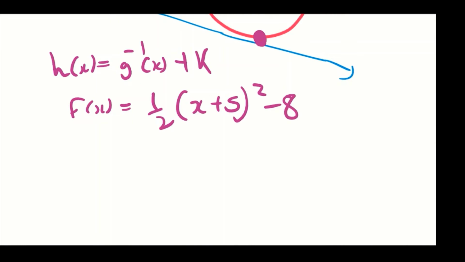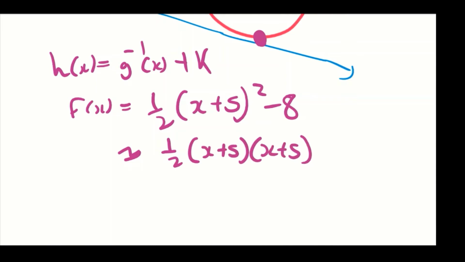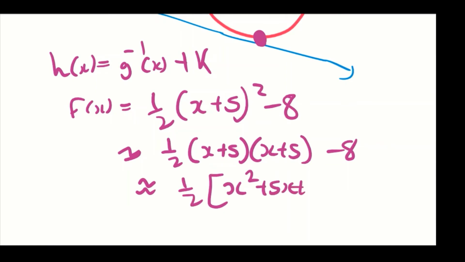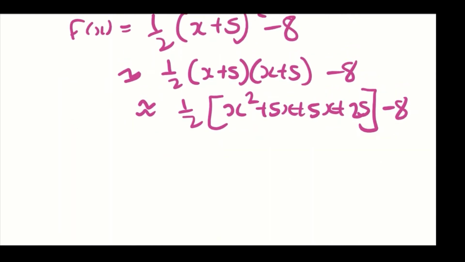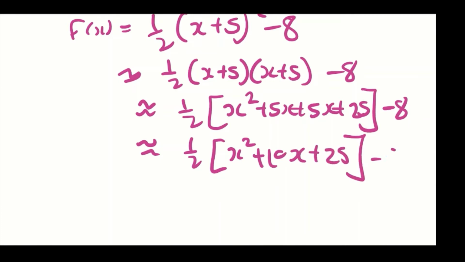So if you were to simplify further by expanding this, x plus 5 squared, minus 8, if you were to find the product of this, you should get, okay, let me just do that. So it's 1 over 2 into x squared plus 5x plus 5x plus 25 minus 8, which would be 1 over 2 into x squared plus 10x plus 25 minus 8.